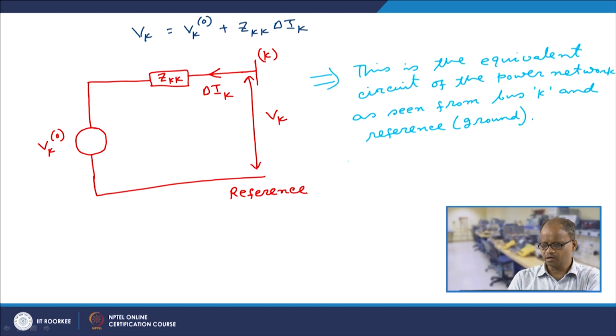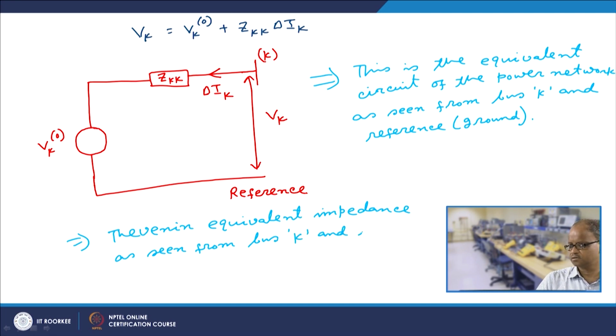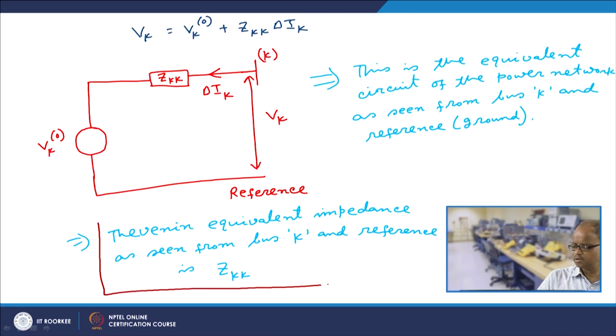So, therefore, the Thevenin equivalent impedance as seen from bus K and reference is Z K K. So, this is a very interesting result. This is a very interesting concept.